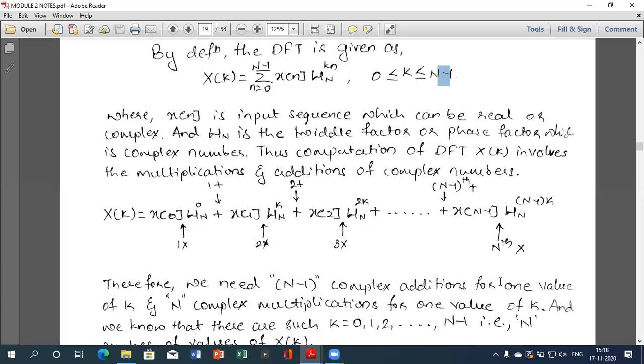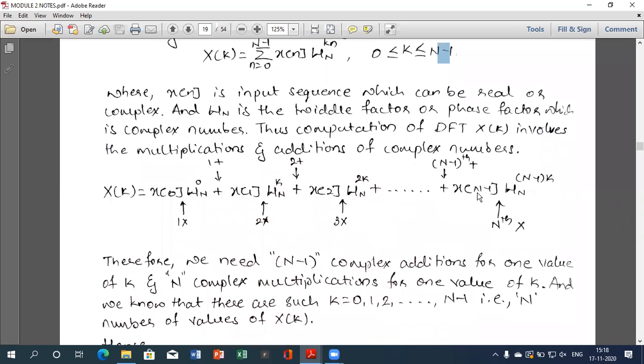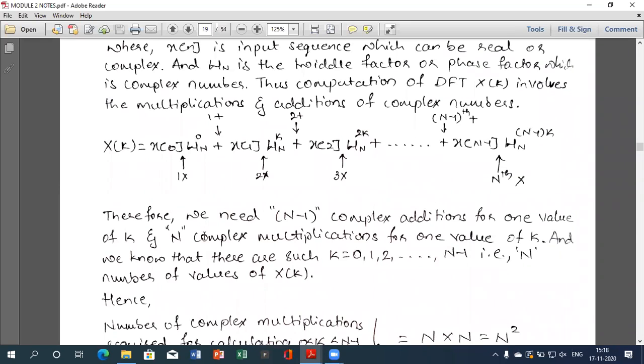It will perform n number of multiplications and n minus 1 number of additions, including both real and imaginary values, or you can say complex additions and complex multiplications. So that is what is shown here. Therefore, we need n minus 1 complex additions for one value of k. That is important here, only for one value of k.